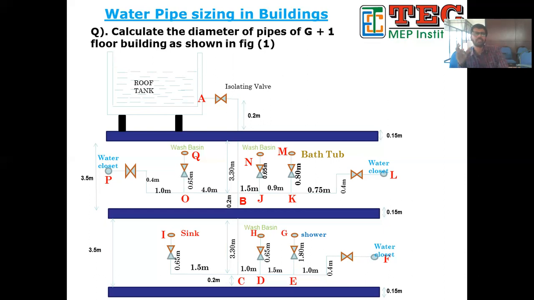So for each fixture, there is a minimum pipe size. A recommended minimum pipe size is there. You should give only that pipe size. Understood? For each water closet, or bathtub, or whatever it may be, there is a minimum pipe size. So the pipe size of the shower will be the same. This pipe size of the shower and this another shower also will be the same.